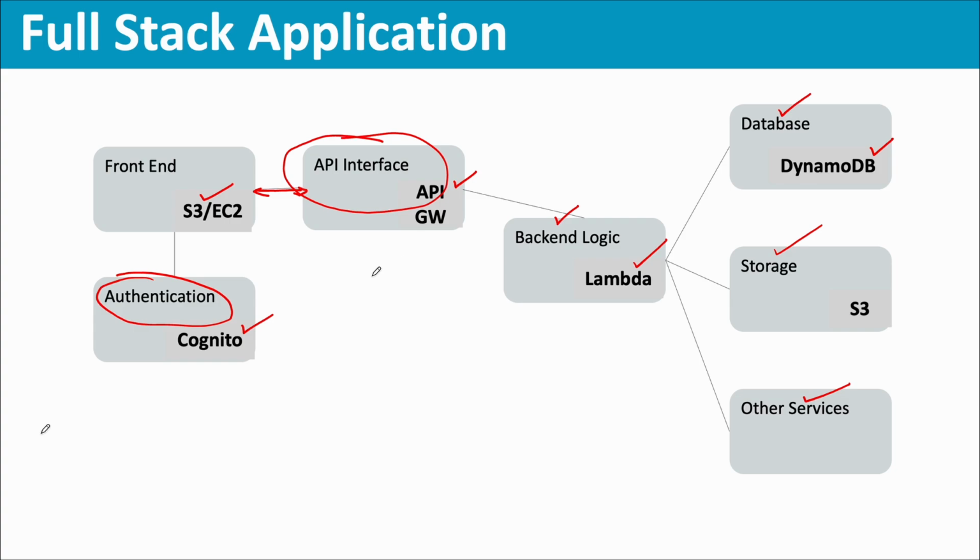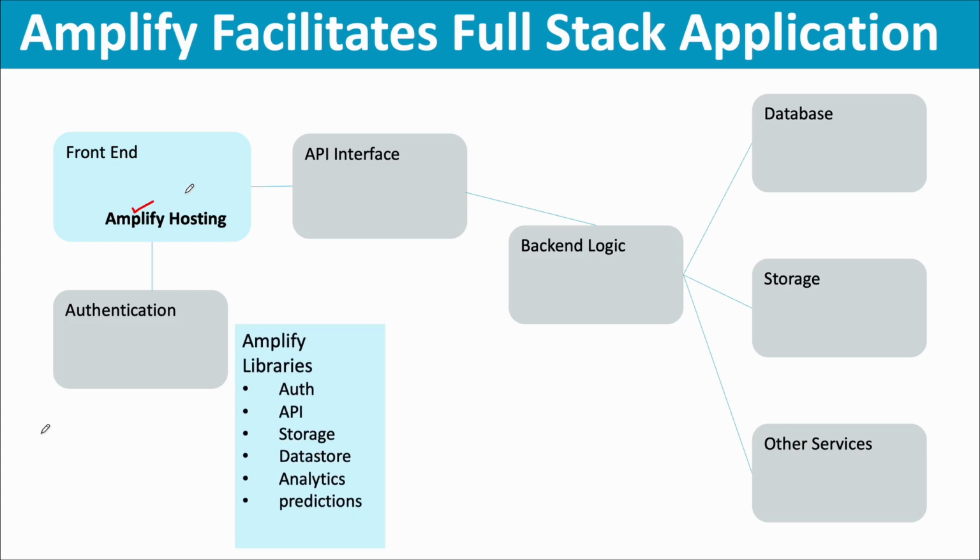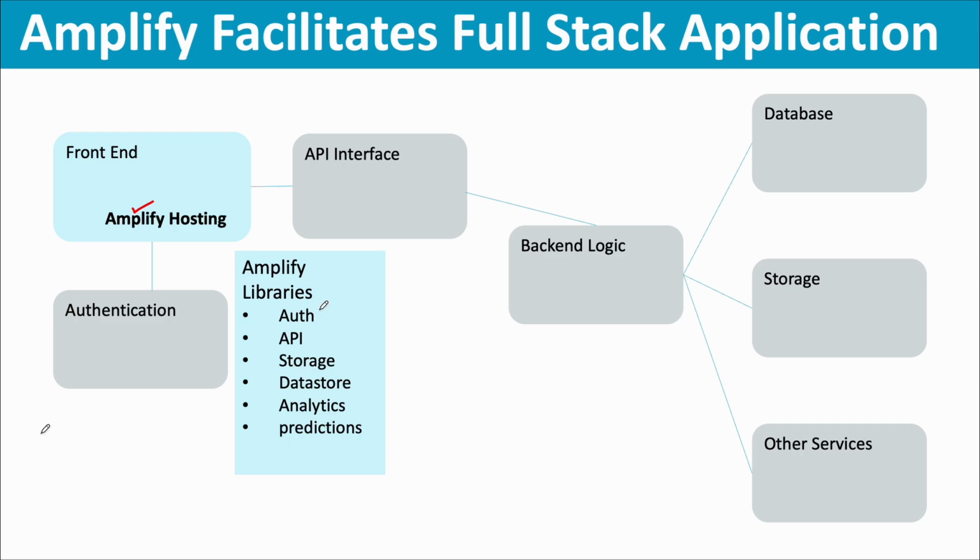So to simplify the tasks of a developer, AWS introduced Amplify in 2017. Here you can host your single page application in Amplify itself, in Amplify hosting. And then it provides a host of library functions for each functional area, such as authentication, API management, storage, connecting with the data store, etc.